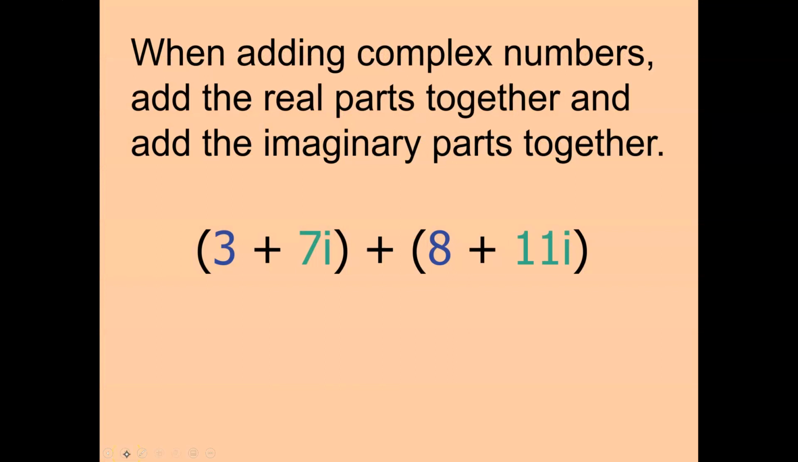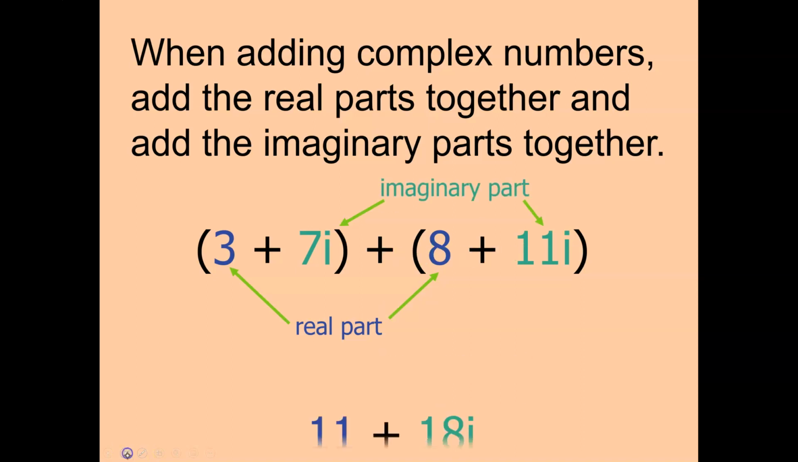So when adding complex numbers, you add the real parts together, and then you add the imaginary parts together, okay? So these are your real part. So the 3 and the 8 is your real part. And then the 7i and the 11i is going to be your imaginary part. So that means I can say the 3 plus the 8, and that's how I get 11.